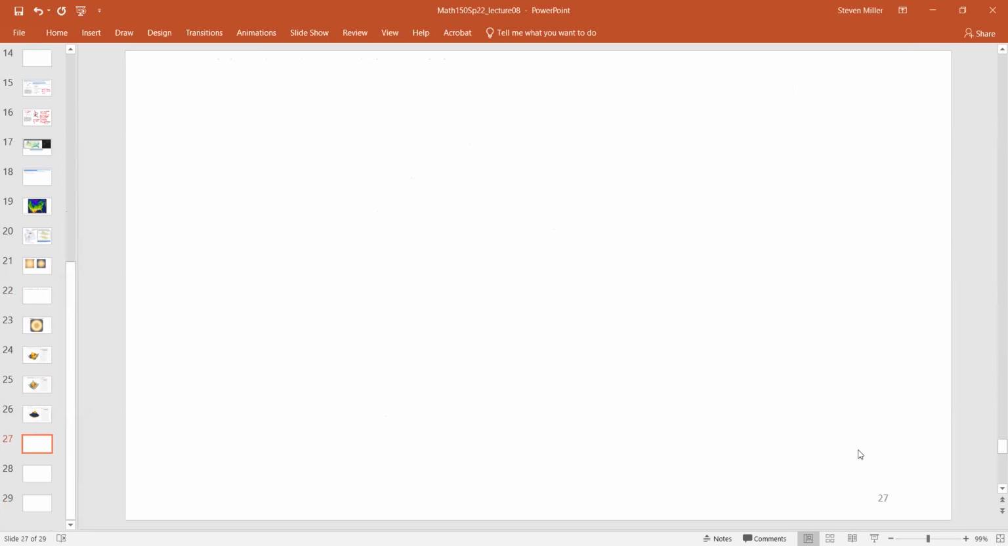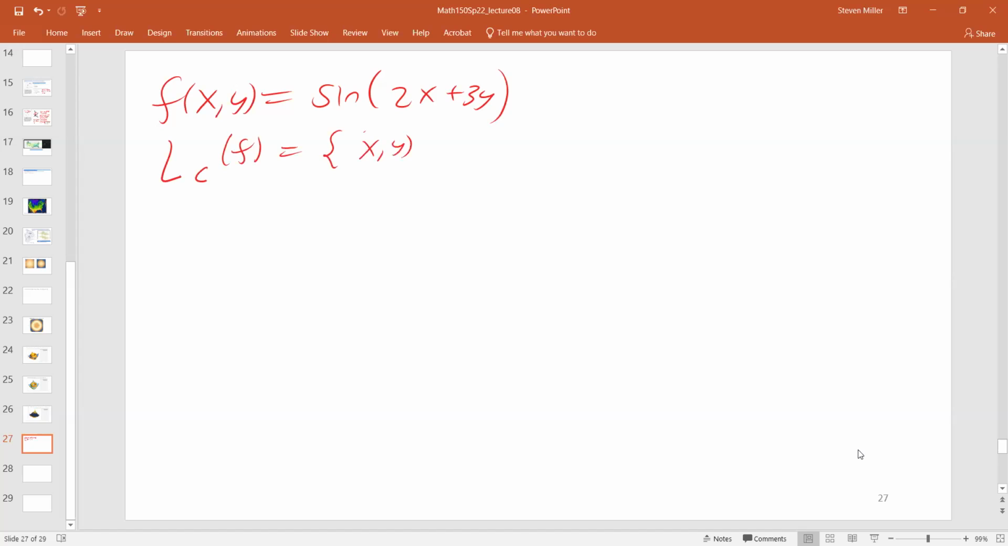So let's say I give you maybe f of x, y is the sine of 2x plus 3y. And I want to try to find the level sets. So I want to find the level set of height c for my function. So this is going to be the set of all x and y such that the sine of 2x plus 3y equals c. I claim some values of c are very easy to solve right now, that you can immediately tell me what the level set is.